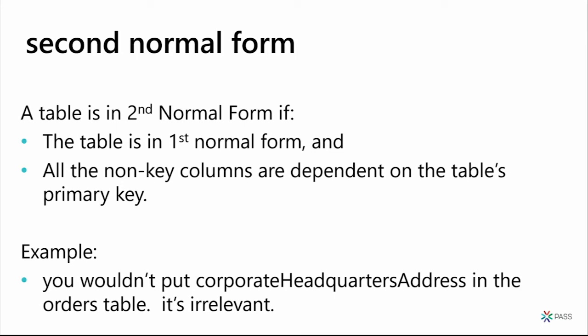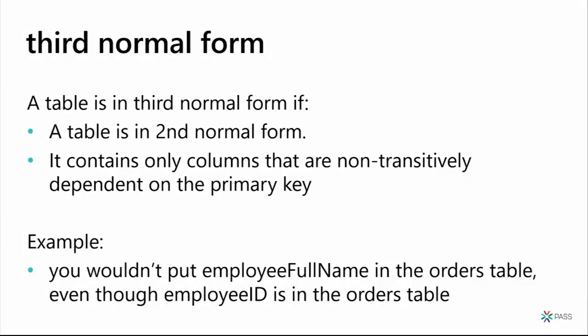Okay. And then the third is a table is in third normal form if it's in second normal form and it contains only columns that are non-transitively dependent on the primary key. So you wouldn't put employee full name in the orders table, even though employee ID might be in the orders table. So we're using employee ID to join to an employees table, and that's where the employee full name should be. That's third normal form. And there's more of these. There's fourth normal form, but this is the basics of data normalization.